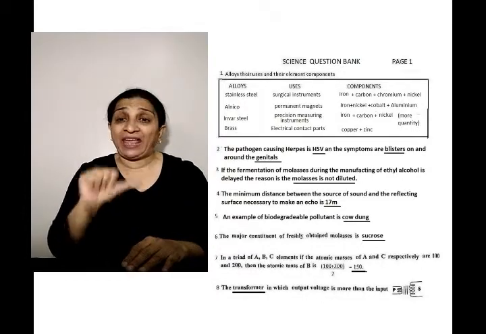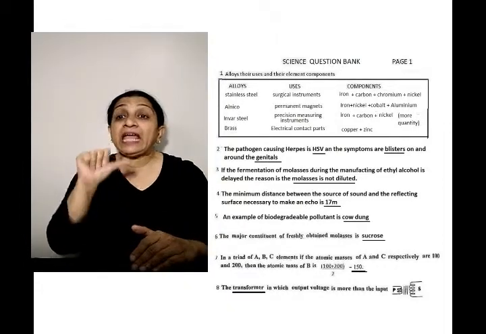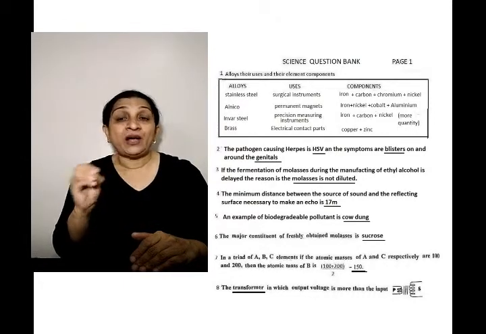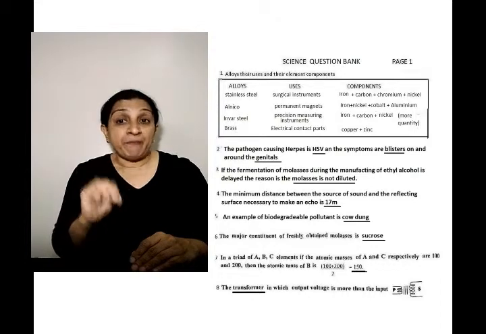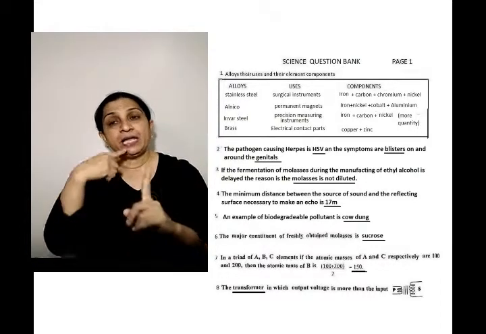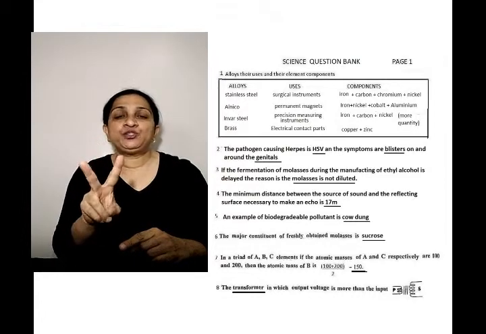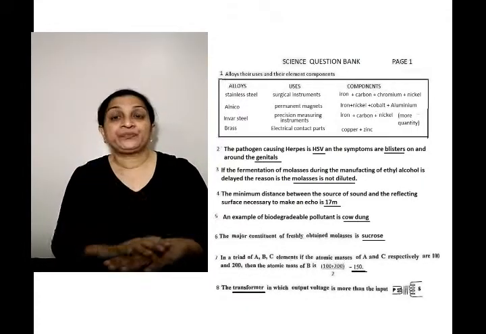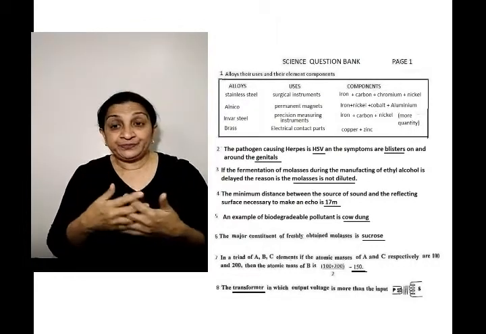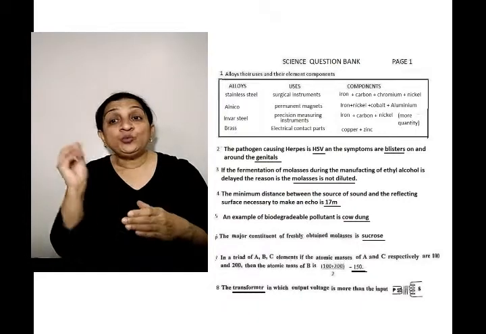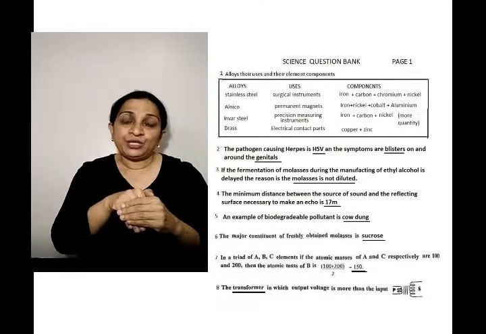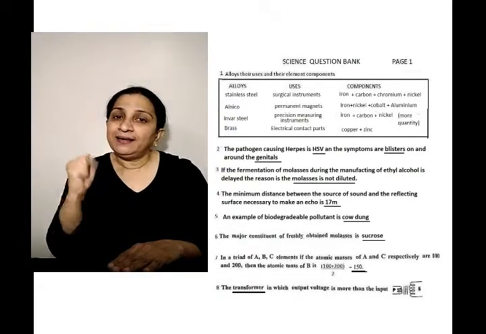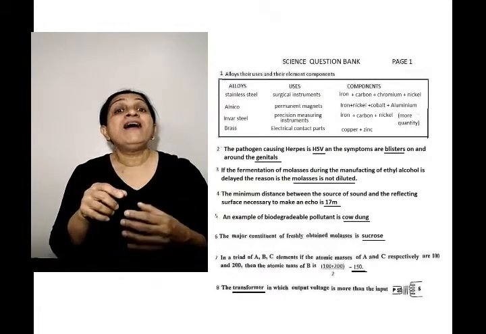If you have a triad of A, B, C elements, if the atomic mass of A and C is 100 and 200, then the atomic mass of B will be 100 plus 200 divided by 2, which is equal to 150. Then you have question number 8. In the transformer, where the output voltage is more than the input, that diagram is shown in 8, which you please remember when you are drawing this kind of a transformer.